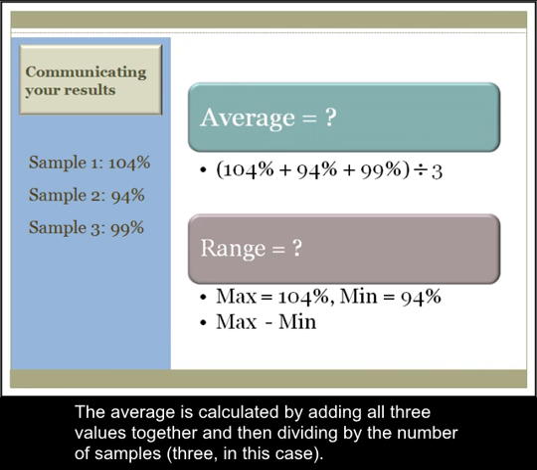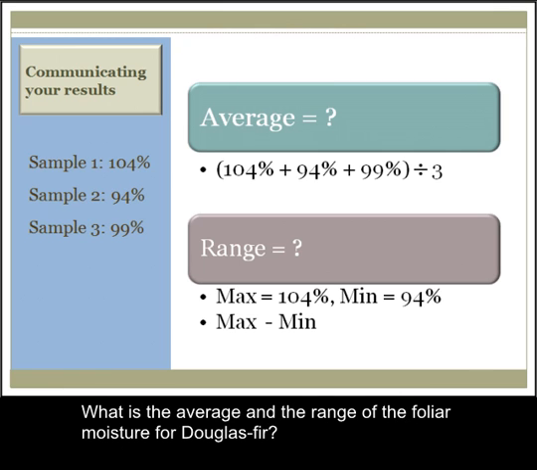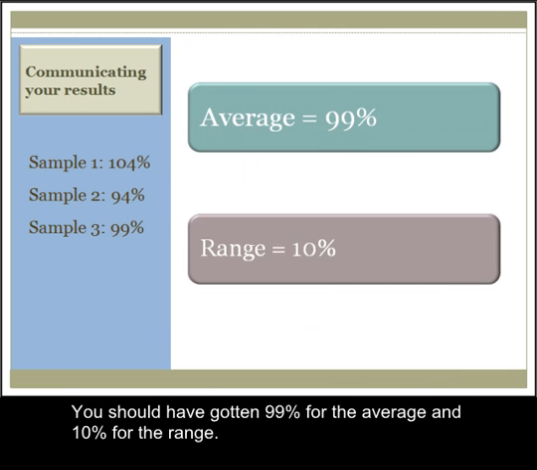The average is calculated by adding all 3 values together and then dividing by the number of samples, 3 in this case. The range is determined by subtracting the smallest value, 94%, from the largest value, 104%. What is the average and the range of the foliar moisture for Douglas fir? You should have gotten 99% for the average and 10% for the range.